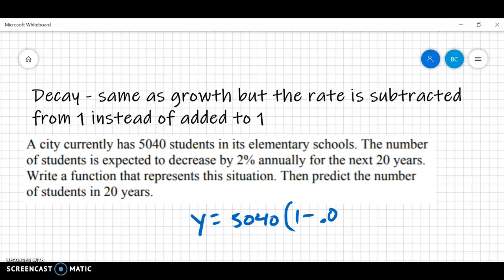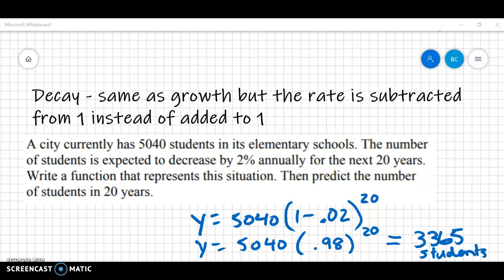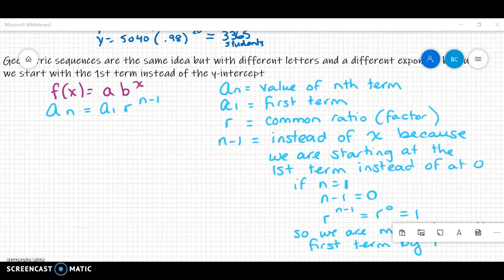So I have to change that 2% into a decimal. So I change it into 0.02. And it's decreasing annually for the next 20 years. So I'm going to be looking at this with an exponent of 20. So this factor becomes 0.98, and that's my decay factor. And because it's less than 1, I know that it is getting smaller versus getting bigger. And so that would be my equation that I would then pop into my calculator and find that the number of students in 20 years is 3,365 students.